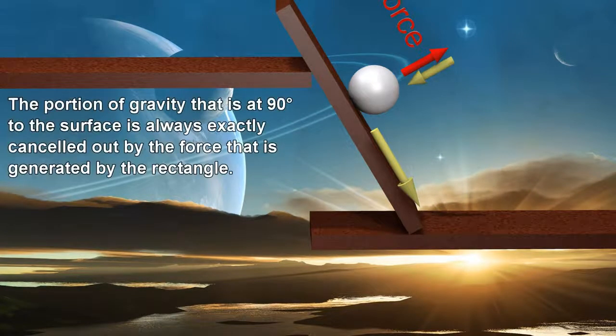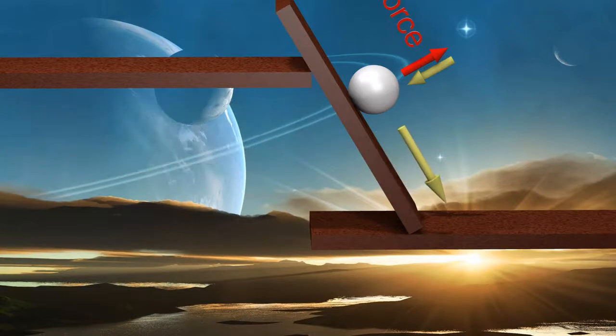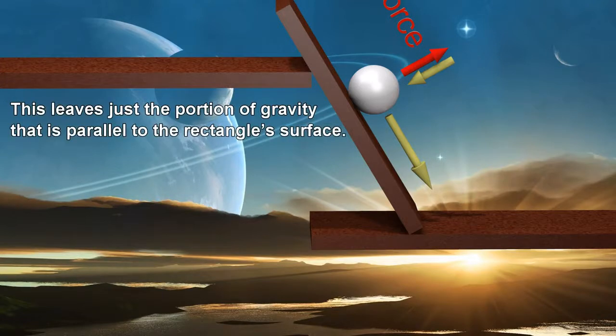The portion of gravity that is at 90 degrees to the surface is always exactly cancelled out by the force that is generated by the rectangle. This leaves just the portion of gravity that is parallel to the rectangle's surface.